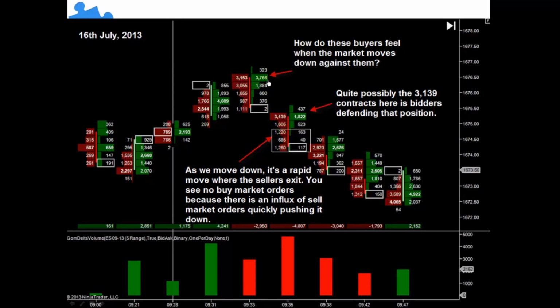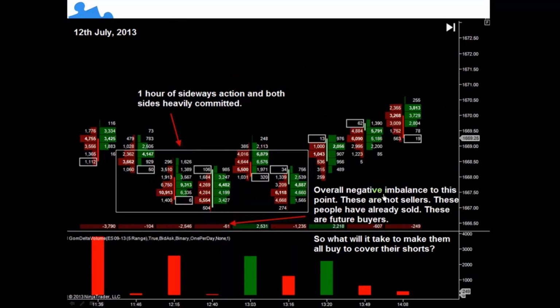So we get the absorption at the top, and eventually the buyers know they're done. They bail out, and then we carry on moving down. Now this picture shows something different, and it shows how things become a little less clear when we range and then reverse. If we look at the bottom, as we go from left to right, we can see that here we did have some seller commitment. But as we go along, we can see that both sides are trading heavily.